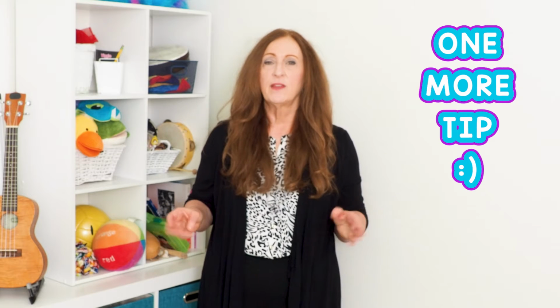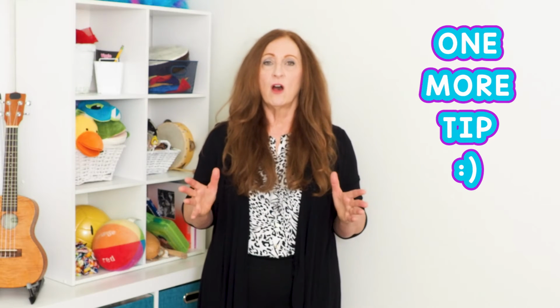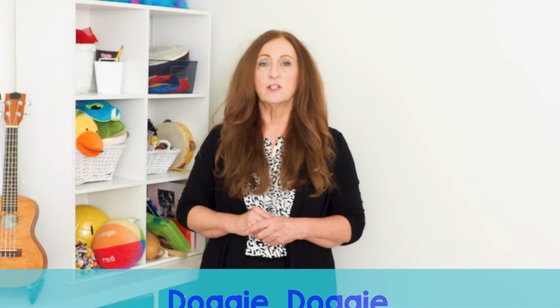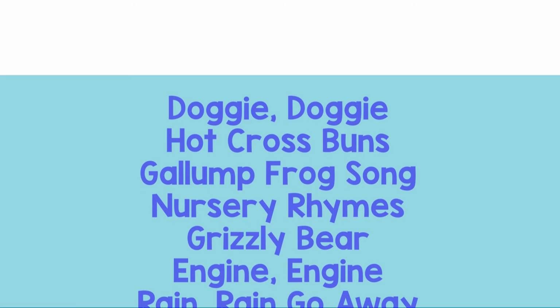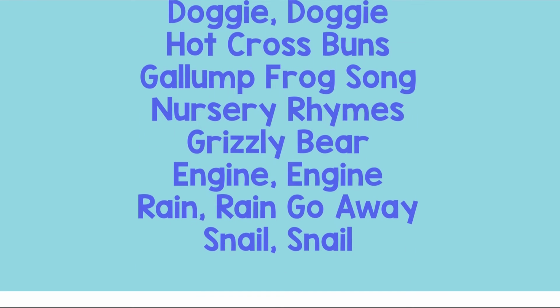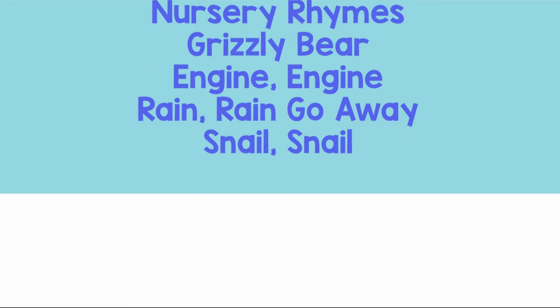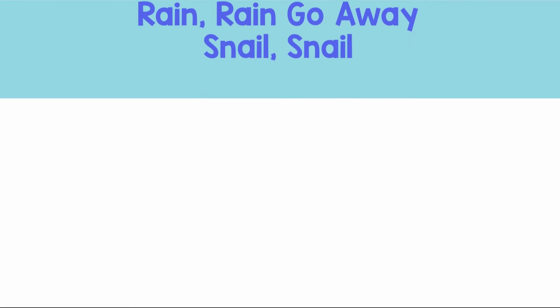Here's one more tip that I want to give you about lesson planning. You can use a song, like I explained in the beginning of the video, across 3 grade levels. And then what you can use is a way to differentiate those lessons that meet the needs of each grade. I shared that example with the Valentine song, but you can do that with many, many different songs. Here's some examples. Doggy, doggy, where's your bone? Hot cross bun, scalump, frog song, nursery rhymes, grizzly bear, engine, engine number 9, rain, rain, go away, and snail, snail.